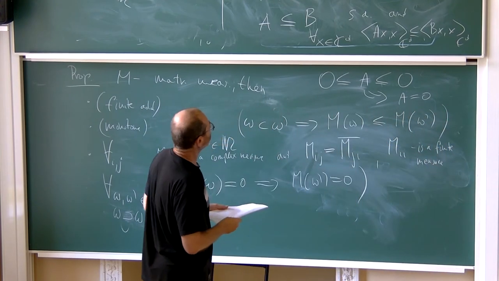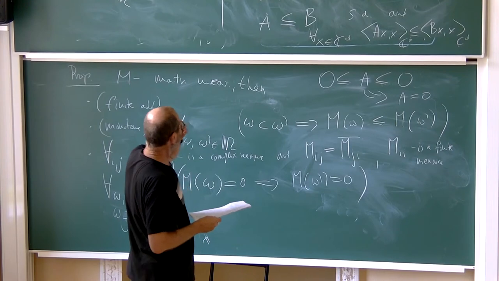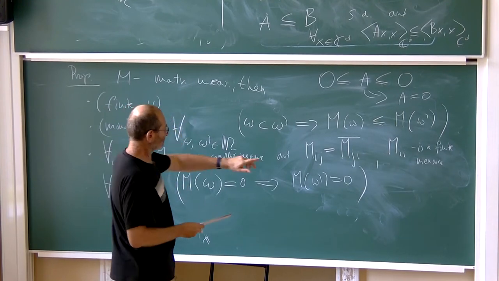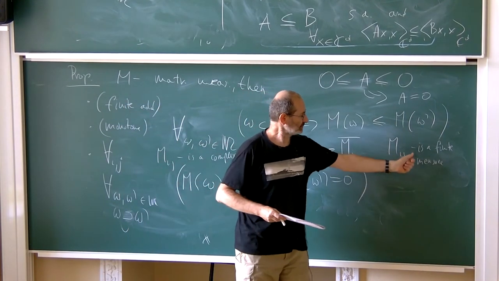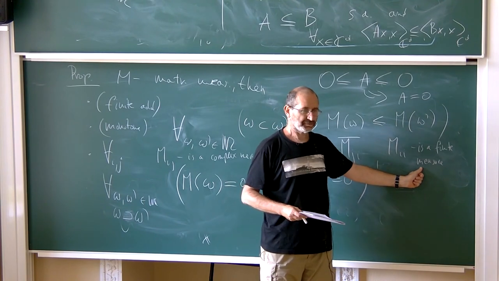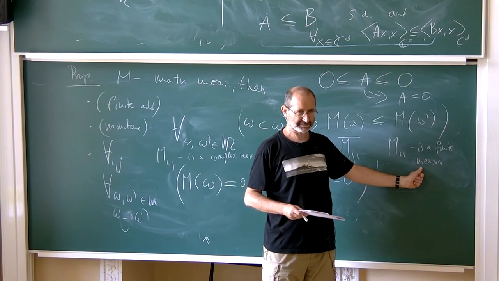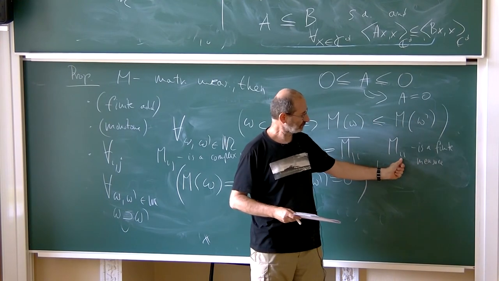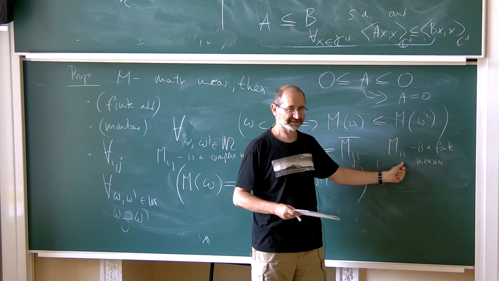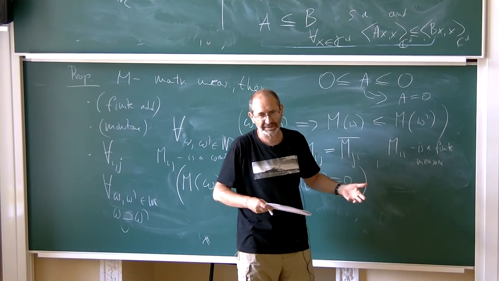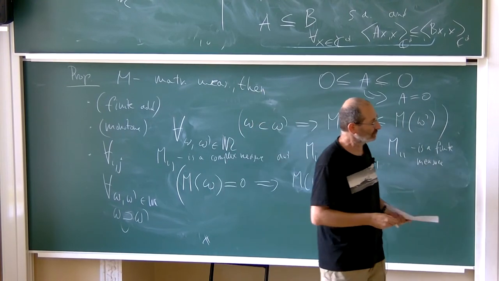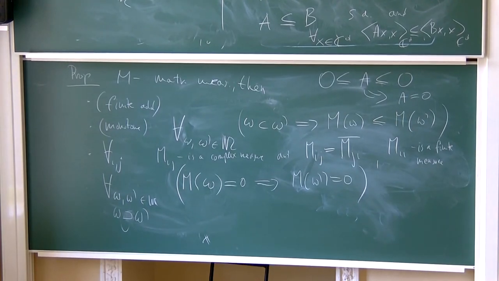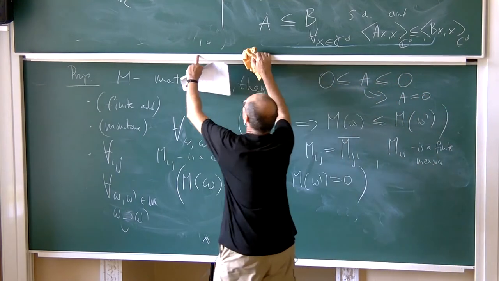We have something more. So what can we do? Look here. For any I, this is a finite measure. So when I take the trace of m of omega, I will sum d such finite measures, and I will also obtain a finite measure. So we shall consider for each matrix measure.